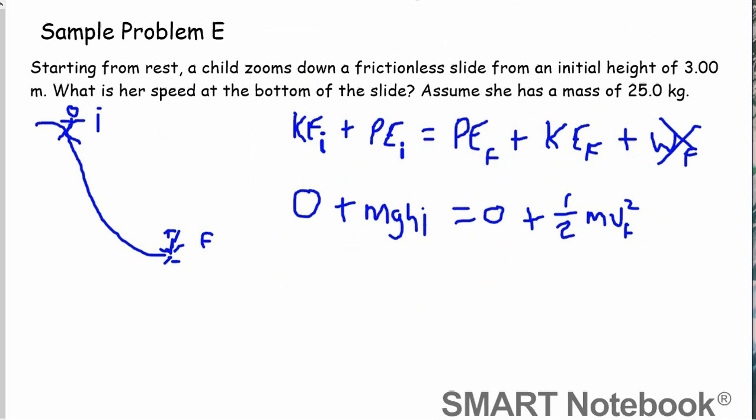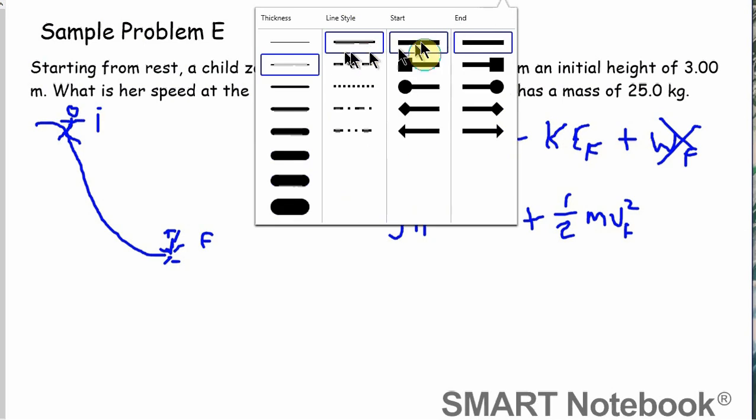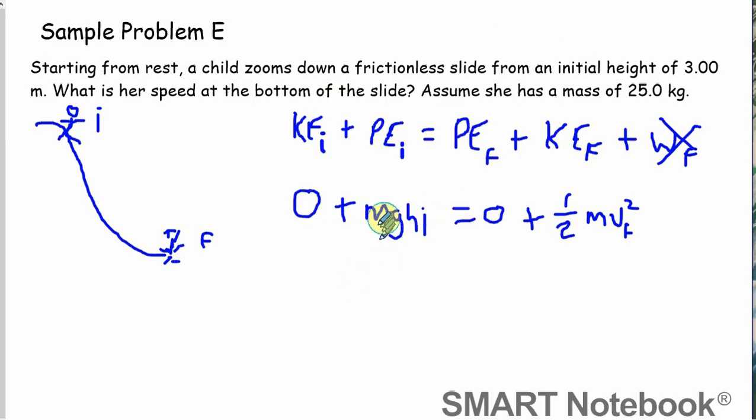All right, so I've got this right here. I'm going to change out colors just because I'm already bored of what I got here. So color choice, let's go to orange, and keeping the same size. All right, so the first thing I notice right here is that the m's are going to cancel out.